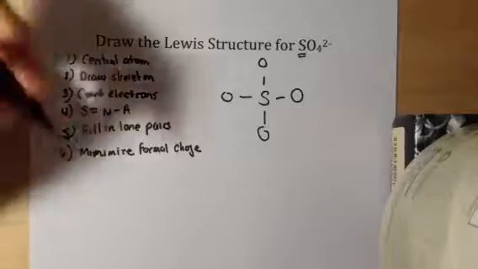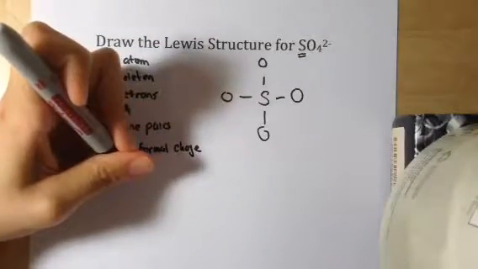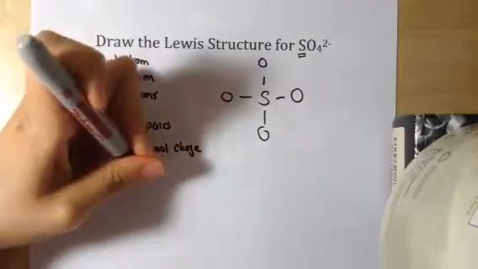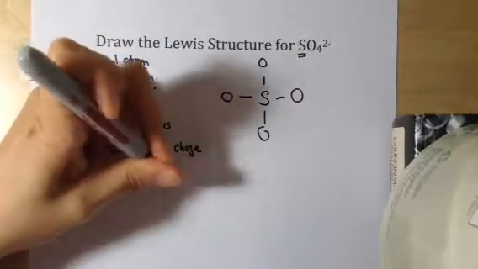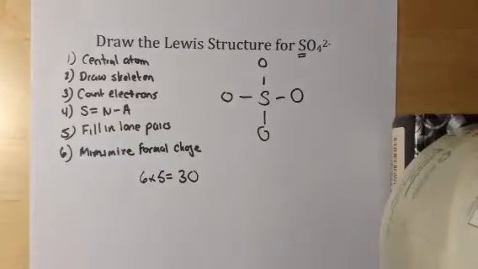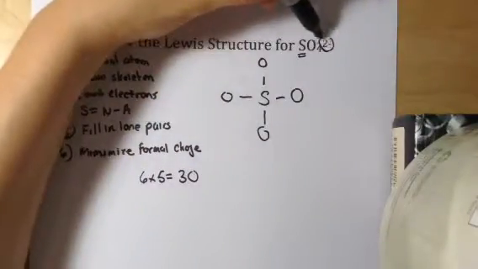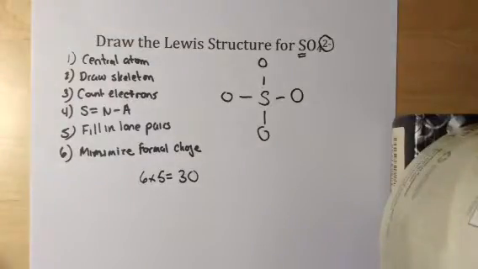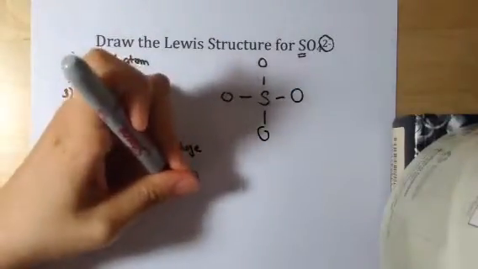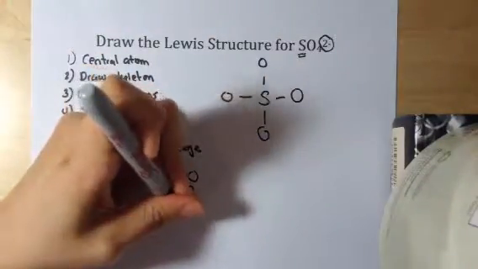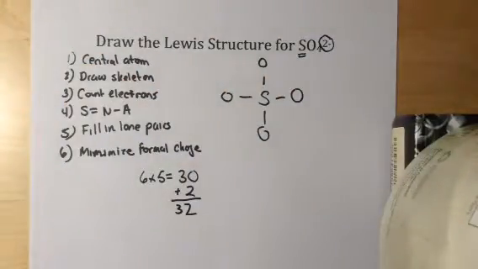Step 3, count electrons. Well, the oxygen has 6 valence electrons, and the sulfur also has 6 valence electrons, so that's 6 times 5 is 30 electrons available. But also, you need to account for the fact that this means that 2 extra electrons got stuffed onto this molecule. So we actually have 30 plus 2 electrons, 32 electrons available.